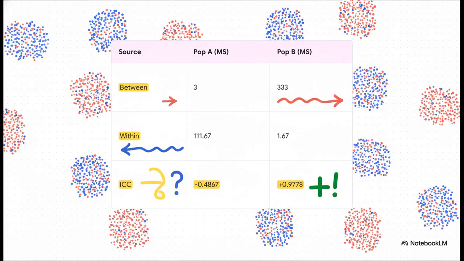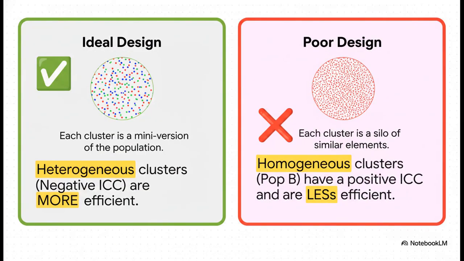And when you run the numbers, man, it just pops right off the page. The contrast is just crazy. For population A, with the diverse clusters, almost all the variation is within the clusters. The mean square between is tiny, and that gives us a negative ICC. Now look at B. It's a perfect mirror image. All the action, all the variation is between the clusters, and that gives us an ICC that's almost a perfect positive 1.